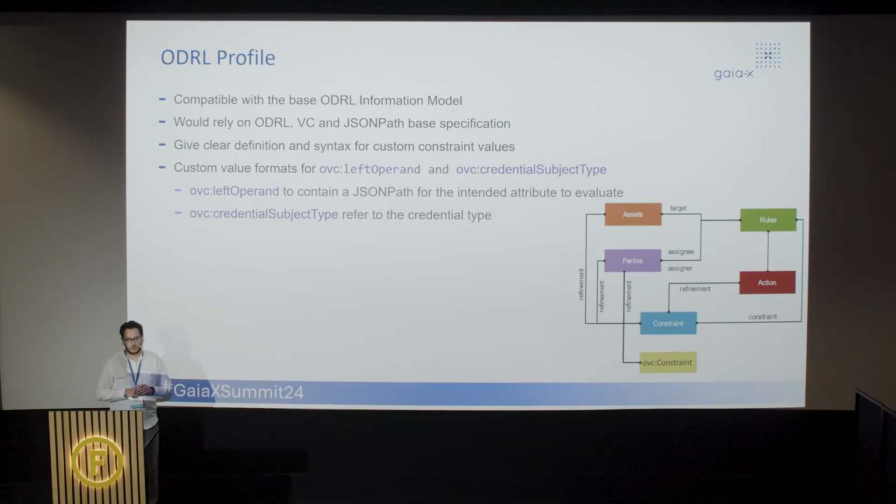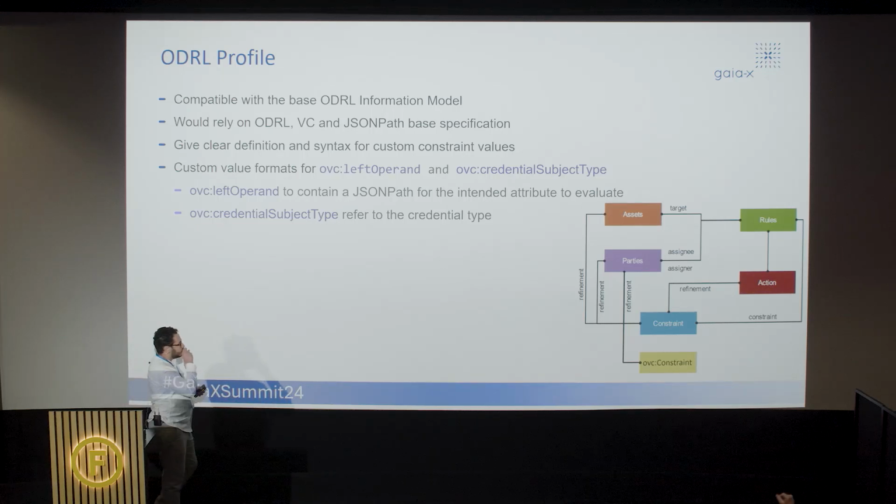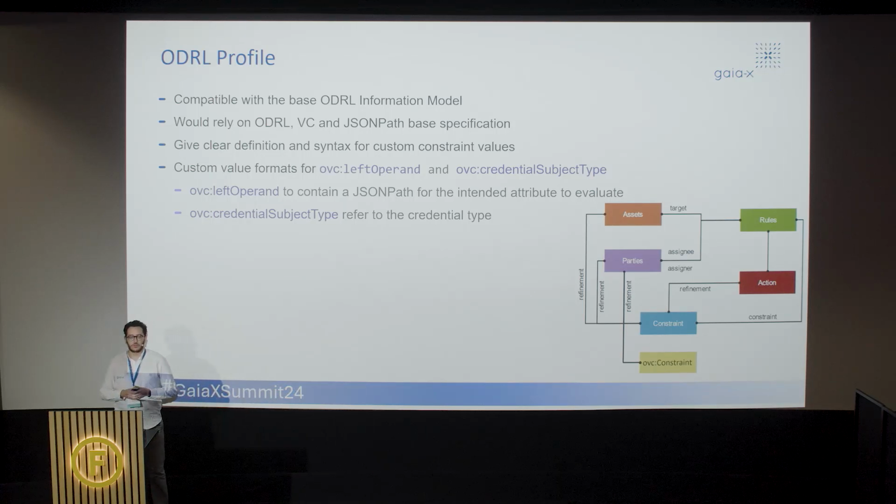It will of course rely on what already exists in the ODRL specification, the verifiable credential specification, and JSON path, like you're going to see afterwards in an example. So it doesn't define any new specification. It's just trying to reuse what already exists. The main goal is to give a very clear syntax and a very clear definition to express policies in a very understandable way, to be as interoperable as possible, and to be able to leverage the power of verifiable credentials.